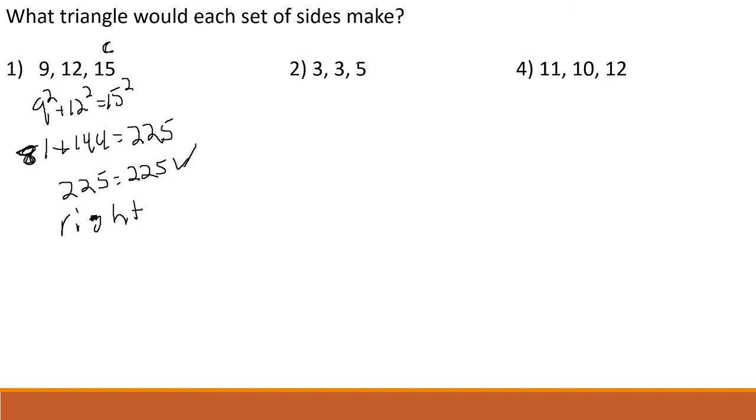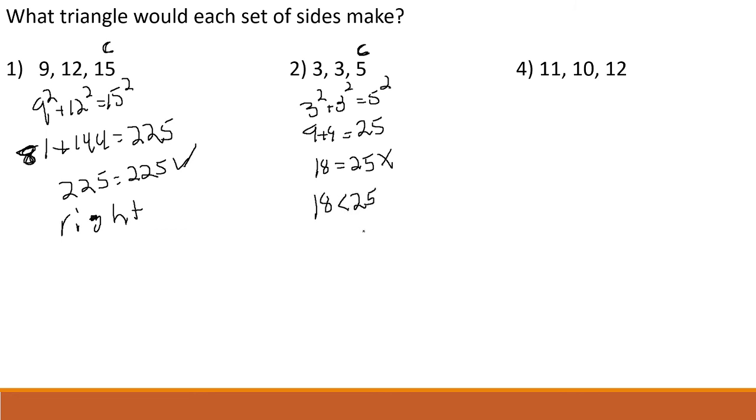What about this one here, 3, 3, and 5? Okay, well the longest side here is 5, so that's my C. So I'm going to set up 3 squared plus 3 squared is equal to 5 squared. So 3 squared and 3 squared are both 9. 5 squared is 25. We get 9 plus 9, which is 18, is equal to 25, which is definitely not true. 18 is not equal to 25. So this is definitely not a right triangle, but we do know that 18 is less than 25.